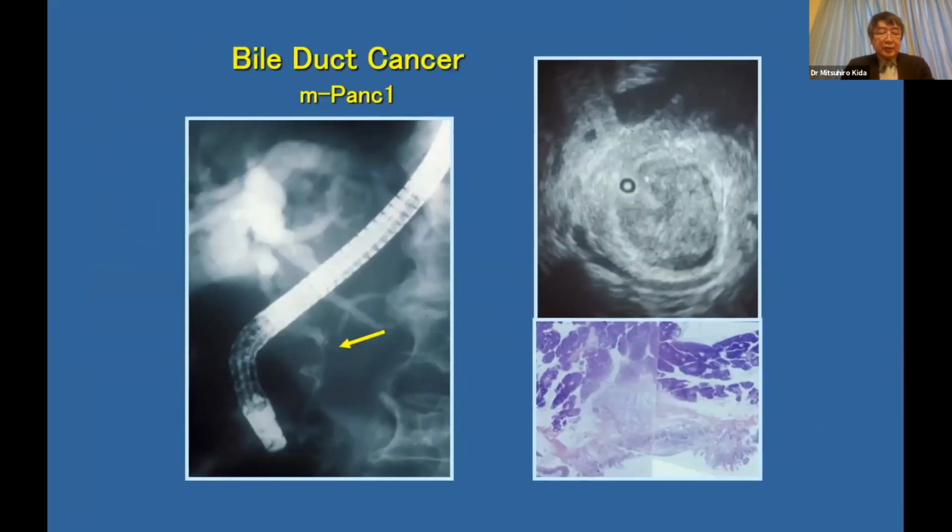IDUS revealed a bile duct tumor limited to the bile duct wall, so we diagnose T1 or T2 invasion. However, there is a tiny invasion to the pancreas, which is diagnosed as pancreas 1.